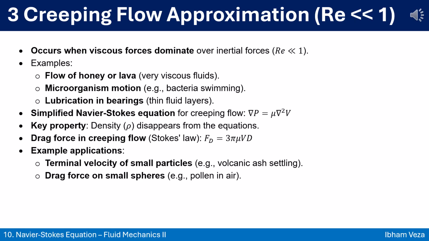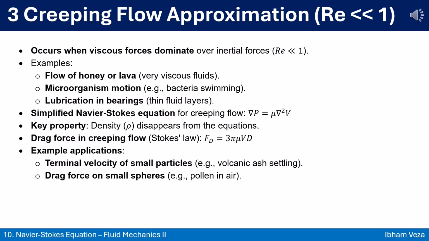At these low Reynolds numbers, the density, rho, becomes irrelevant and drops out of the equation entirely. The Navier-Stokes equation simplifies dramatically. Pressure gradients balance directly with viscous diffusion. Mathematically, we reduce it to grad P equals mu del squared V. This simplification unlocks analytical solutions for situations like the drag on tiny spheres.